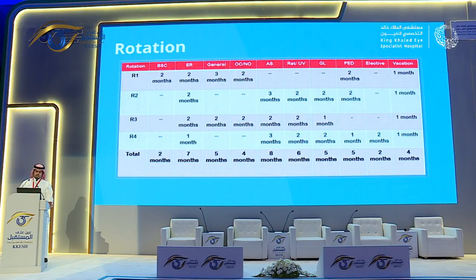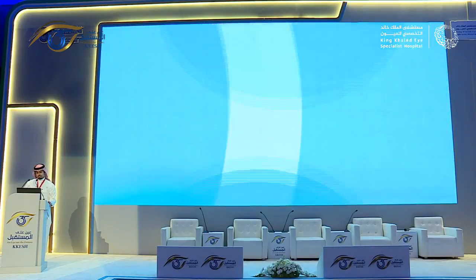Usually, the residents rotate. They start with a basic science course, 2 months, then they have a total of 7 months rotation in emergency room, 5 months rotation in general ophthalmology, 4 months in oculoplasty and neuro-ophthalmology, 8 months in anterior segment, retina and uveitis they rotate for 6 months, 5 months in glaucoma, and 5 months in peds, and they have an elective rotation for 2 months.